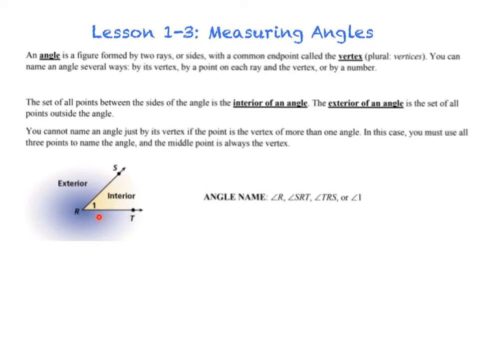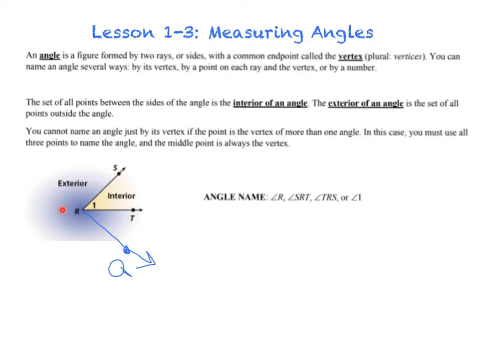And the only other thing to say in this case is that you cannot name an angle just by its vertex if the vertex is the vertex for more than one angle. Let's say we have this angle SRT, but let's say I also drew this ray to Q, then I couldn't name this angle just angle R, because you wouldn't know if I'm talking about SRT, TRQ, or SRQ. Those are all options for angle R.